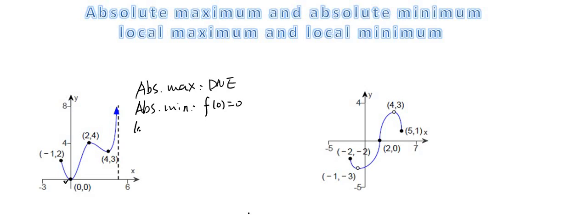Now let's take a look. Local maximum. Okay, for local maximum we would like to truncate a small portion of the curve. For example, here we truncate a small portion of the curve, and then we can see this point is always above the other points. So that means we have a local maximum here at this point, and the value is f(2) equals 4.